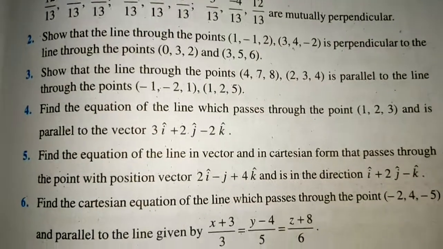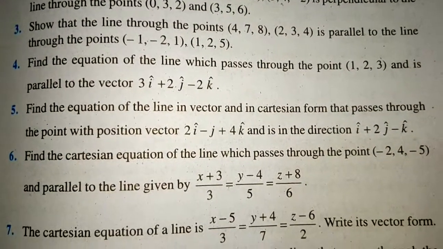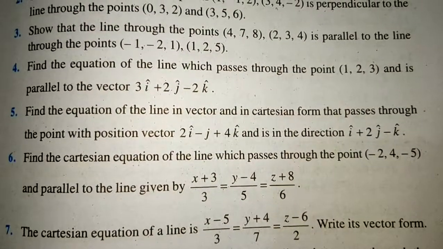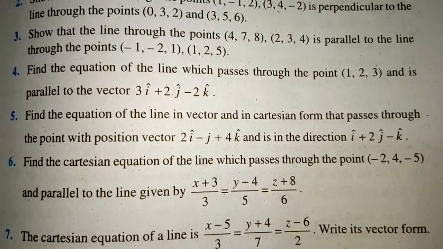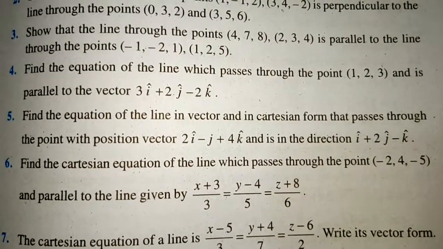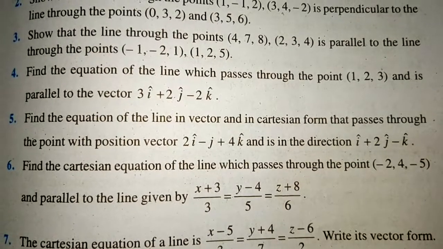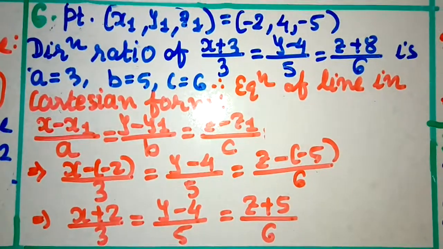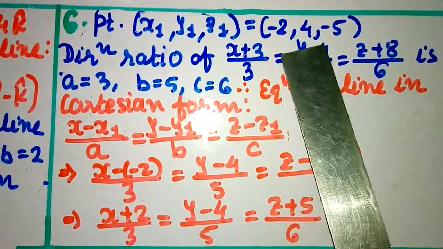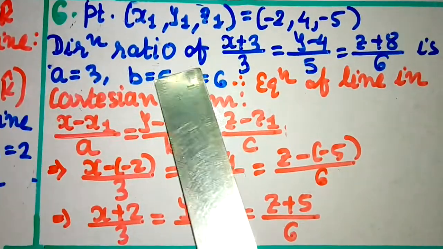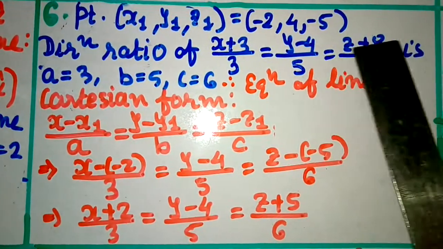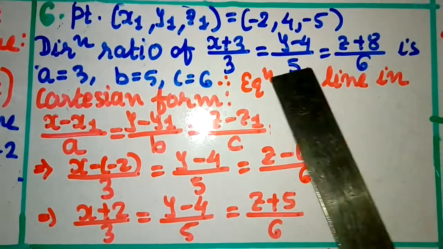Question number 6. Find the Cartesian equation of the line which passes through the point minus 2, 4, minus 5 and is parallel to the given line x plus 3 by 3 equal to y minus 4 by 5 equal to z plus 8 by 6. From the question, we can say the point x1, y1, z1 equals minus 2, 4, minus 5. For x plus 3 by 3 equal to y minus 4 by 5 equal to z plus 8 by 6, these are the direction ratios.